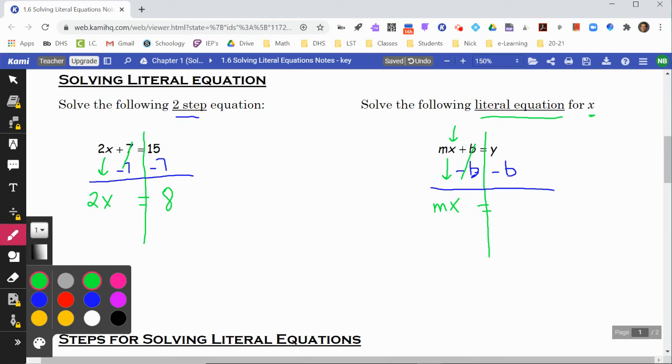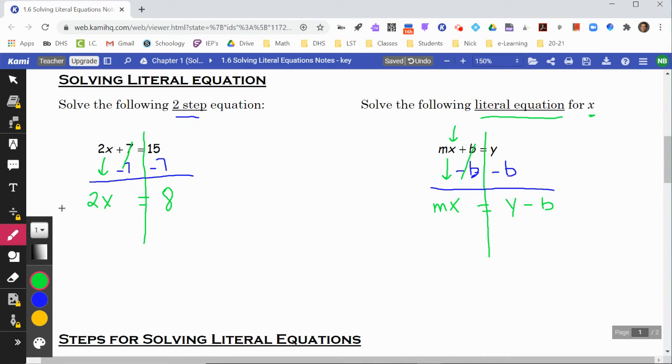All right, but now it gets a little bit trickier. Now I have y minus b. Well, if we recall earlier in our first chapter, we cannot add unlike terms. Only like terms can be combined. So if I have y minus b and they are not like terms, I'm just going to leave it written as y minus b, just like that. On my left side, 15 minus 7, those are like terms, so 15 minus 7 is 8. Well, y minus b is just y minus b.